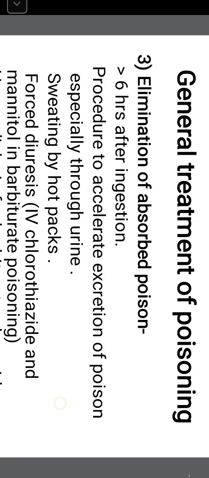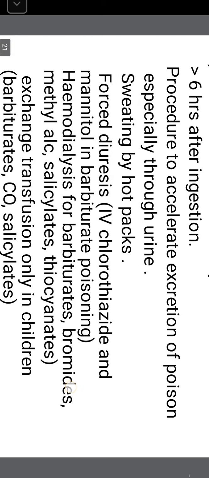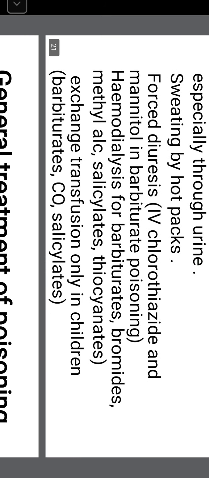So, how to promote the elimination of absorbed poison. This elimination of absorbed poison is generally indicated after 6 hours after the ingestion of the poison, because by that time a large amount of poison has already been absorbed in the system. So, we have seen promoting diuresis by giving medicines, then hemodialysis can be required for barbiturates and bromides or poisons like methyl alcohol, salicylates and all. We will study it in detail when we discuss these individual poisons. You just remember right now the name of the procedure: elimination of absorbed poison.